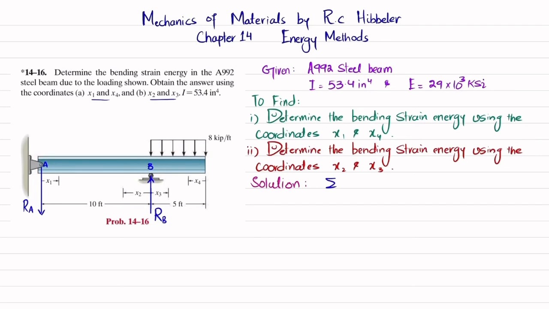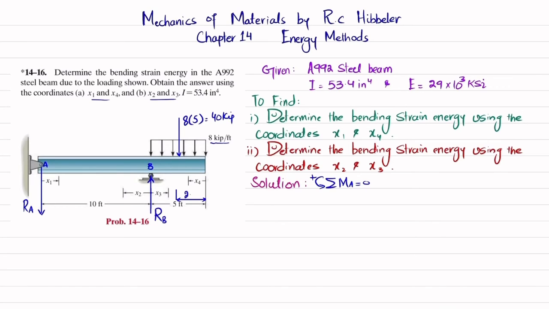The first equation of equilibrium is that the sum of all moments about point A is equal to 0, taking the counterclockwise moment as positive. First, we will convert this 8 kips per feet uniformly distributed load into a point load. It will act at the middle. So this load will be 8 into the length, which is 5 feet, that will be 40 kips.